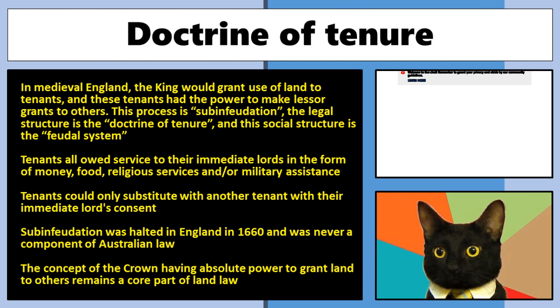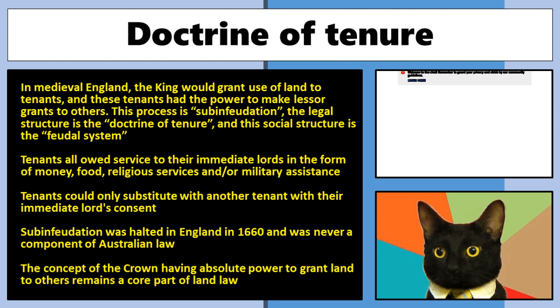All right, and so this idea of creating these lesser and lesser grants, so to speak, and essentially a pyramid, is called subinfeudation. And the system is known as the feudal system. And the key thing to note is that no one owned any land. The king did. The king owned everything.